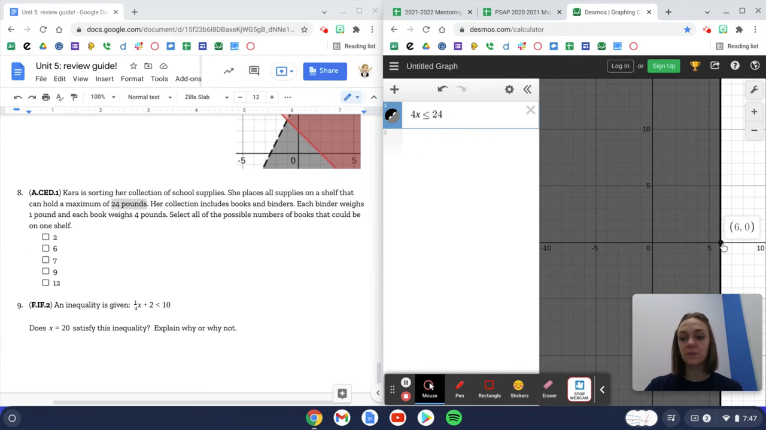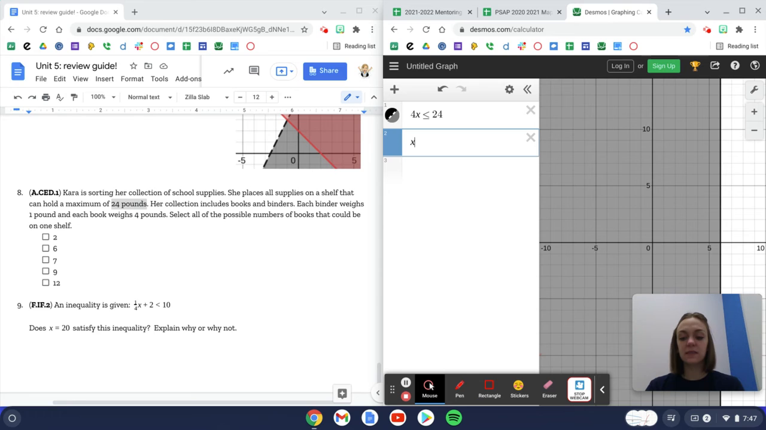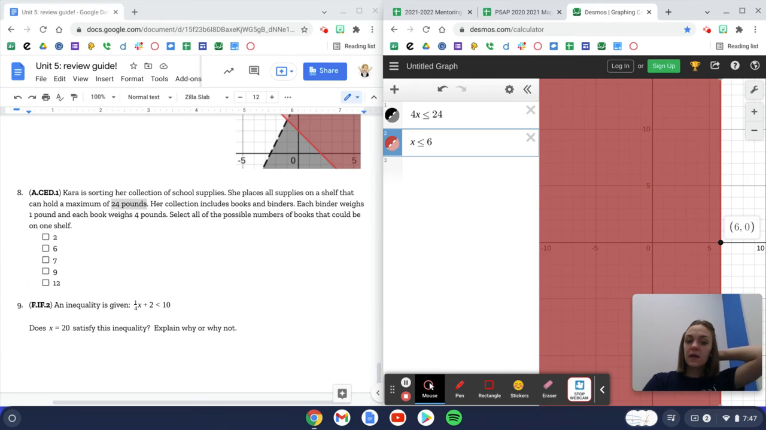And if I look at Desmos, I see that I'm going to get X is less than or equal to 6 because that's where my graph crossed the X-axis. Now it's asking me to select all of the possible numbers of books that could be on one shelf.